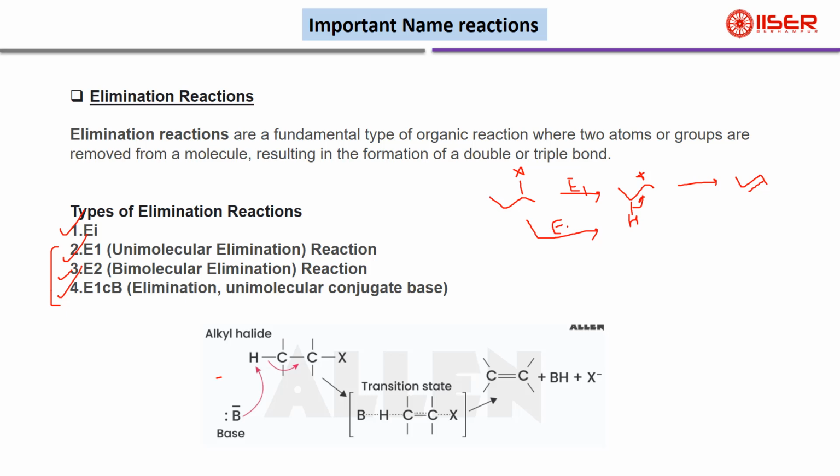Whereas in case of E2 elimination, this takes place simultaneously, like if the H goes here and the leaving group leaves the system. This is called E2 elimination. And in case of E1CB, the base first takes the proton, generating a carbanion.